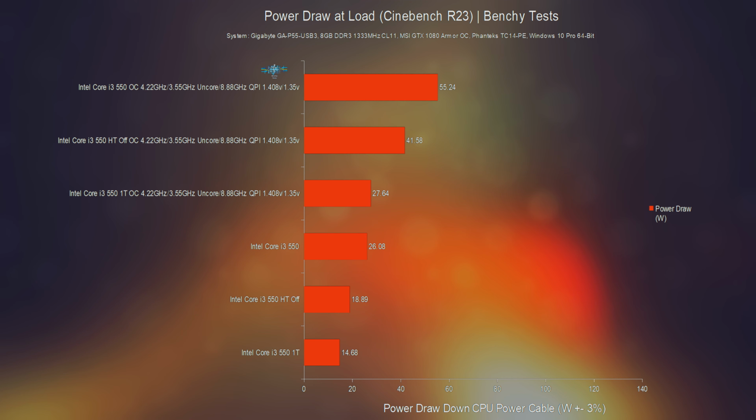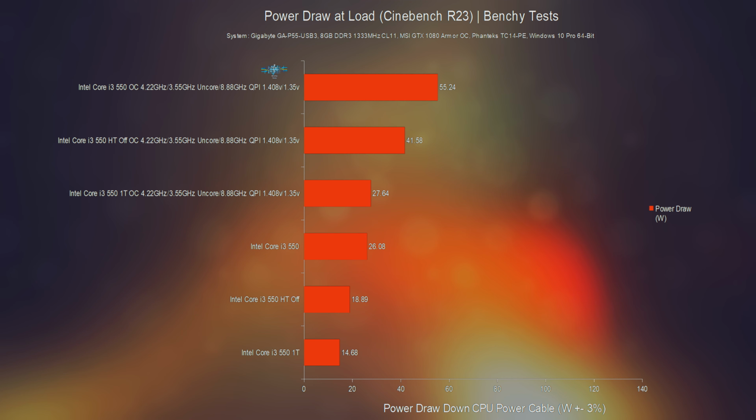Single-threaded power draw at stock is 14.68 watts plus or minus 3% down the CPU power cable, which is 43.71% down on the stock i3 550 with hyperthreading enabled, and a 22.29% reduction on the i3 550 with it disabled. The overclock boosts the single-threaded power draw up to 27.64 watts plus or minus 3%, which is 88.28% more power than it draws at stock.